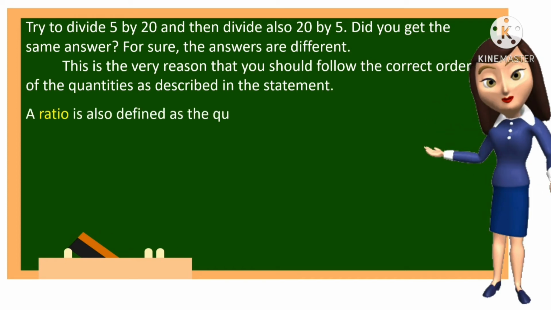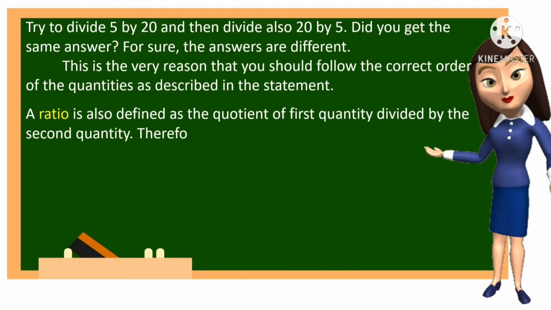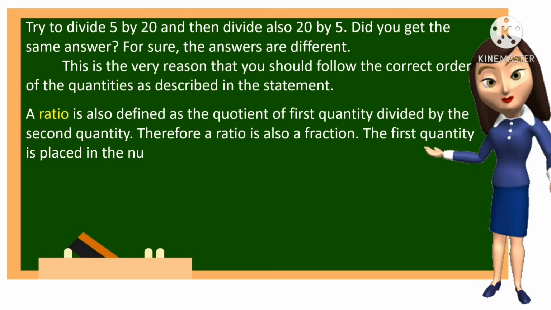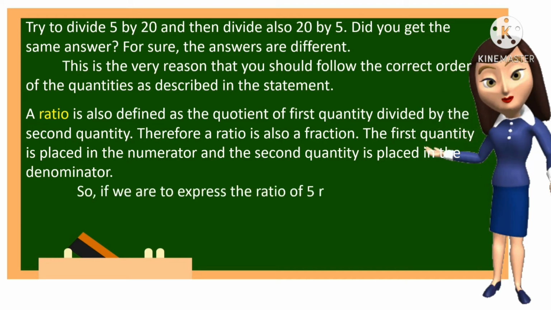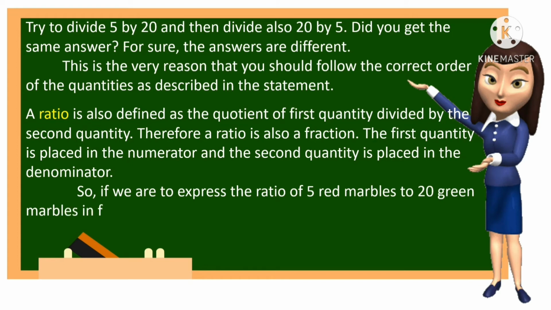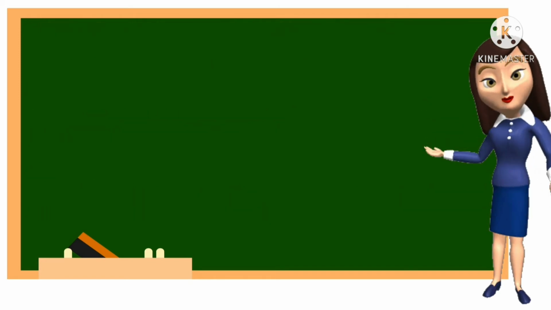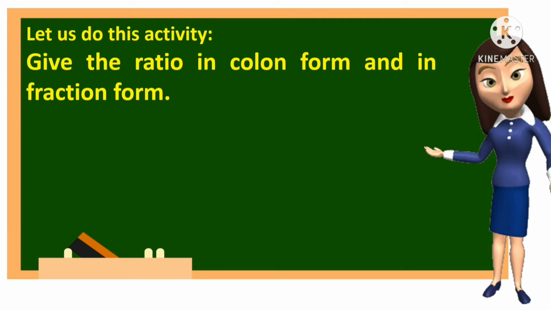A ratio is also defined as the quotient of the first quantity divided by the second quantity. Therefore, a ratio is also a fraction. The first quantity is placed in the numerator and the second quantity is placed in the denominator. So if we are to express the ratio of 5 red marbles to 20 green marbles in fraction form, we have 5/20. Let us do this activity. Give the ratio in column form and in fraction form.